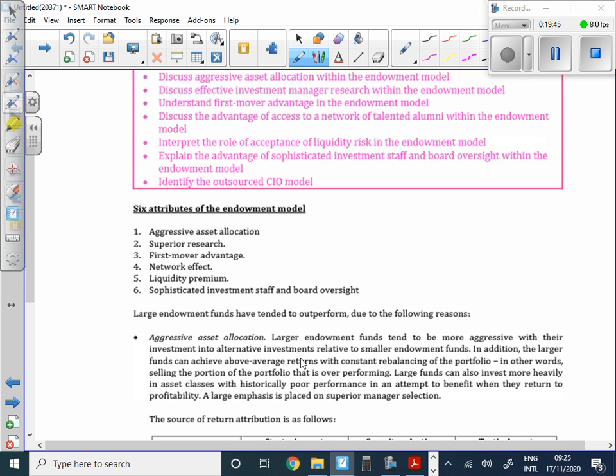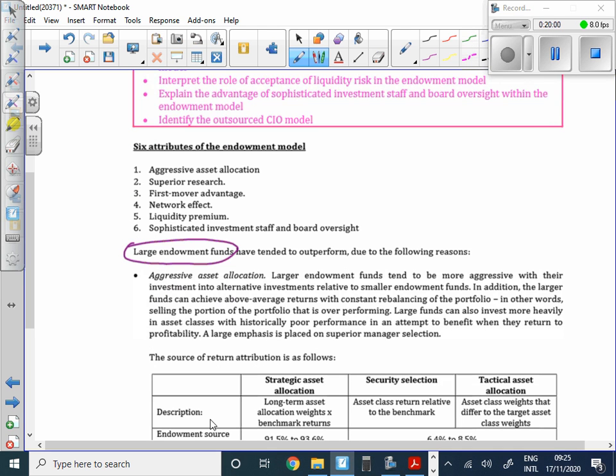And the big question is, remember what we said over there, guys, that large endowments tend to outperform small endowments. Why is that so? Why do large endowment funds, the bigger guys, do better? Number 1, aggressive asset allocation. They're slightly more aggressive with their investments, and typically when you talk about being more aggressive, it means the allocation towards alternative assets.